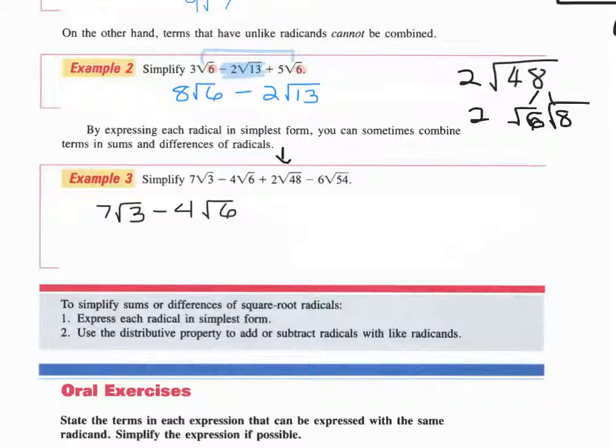Maybe not. So break down the 6 into 2 times 3, and the 8 into 2 times 4. Now remember, these are all still under square roots. This 2 is not. And then again, I can keep breaking it down.